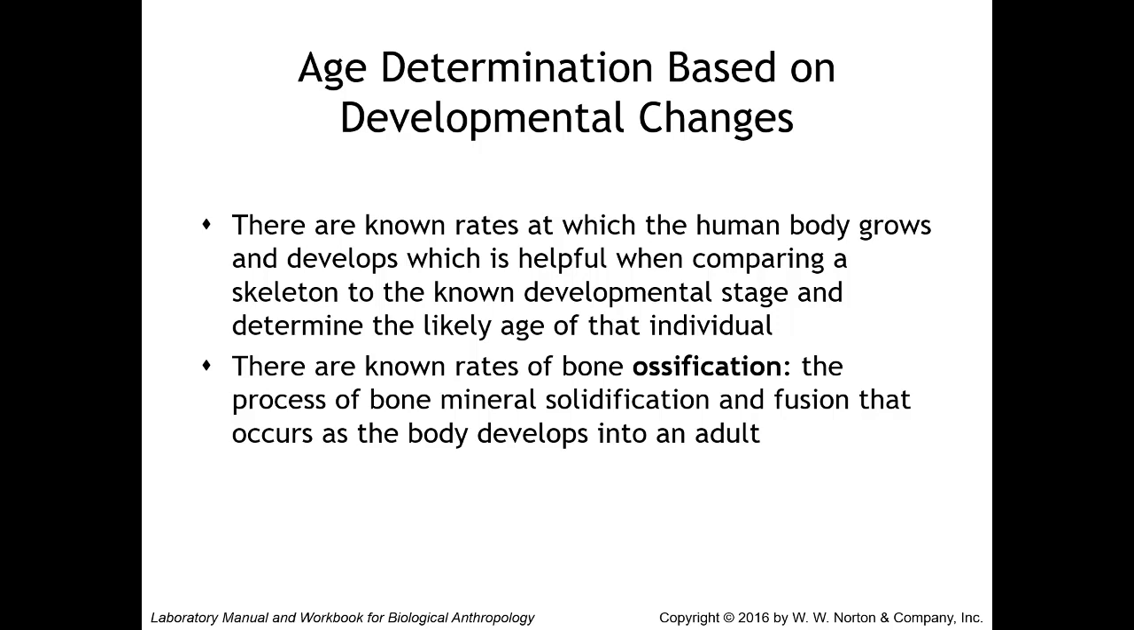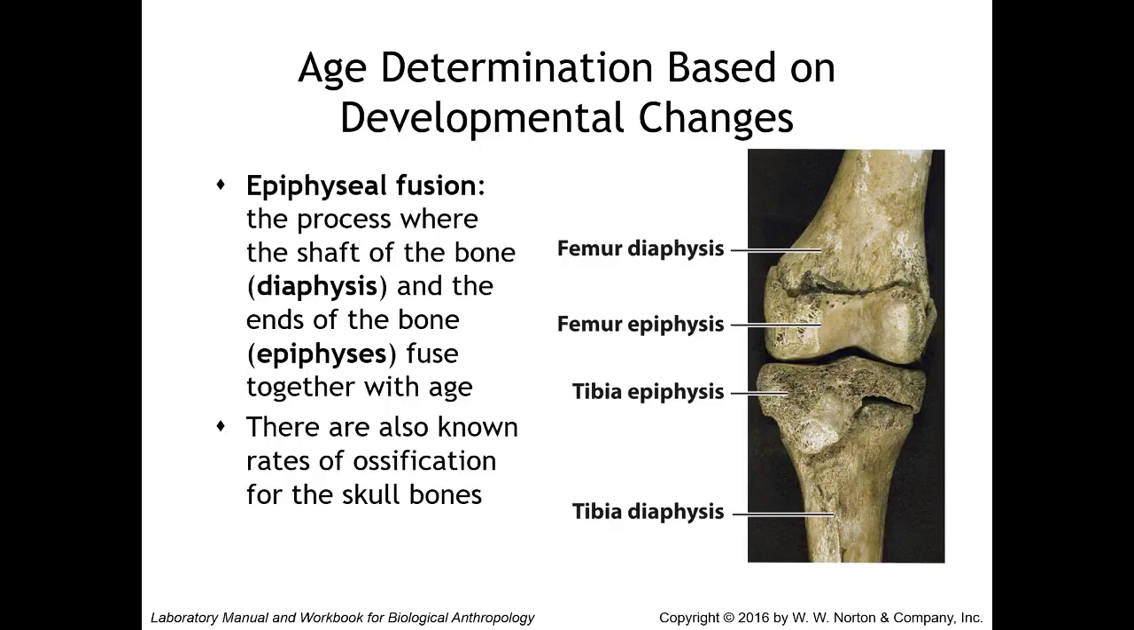So there are known rates of bone ossification. This is the process of bone mineral solidification and fusion that occurs as the body develops into an adult, right? Knowing the stages of these ossification processes provides us with a really useful aging method. So one example is the long bones of the body. They'll undergo particular ossification processes known as epiphyseal fusion. And we'll see that right now. So epiphyseal fusion is where the shaft of the bone, which is the diaphysis, and the ends of the bone, the epiphyses, fuse together with age.